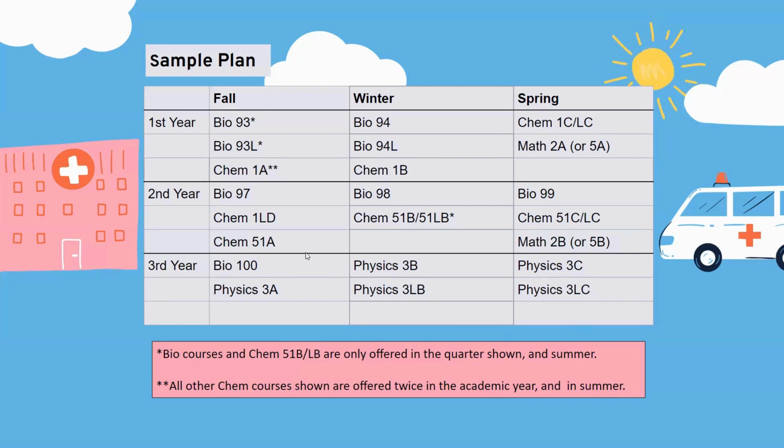And then again, we'll move into second year where I mentioned the GChem lab. You'll take genetics Bio 97 and begin OChem with Chem 51A. Continue in winter with Bio 98 biochemistry, Chemistry 51B and its lab. And then in spring, Bio 99, Chem 51C, its lab, and then perhaps the Math 2B or 5B at that point. Just to spread out your workload a little bit, not to hopefully take on too much if calculus is a little heavier for you while you're also taking bio and chem.